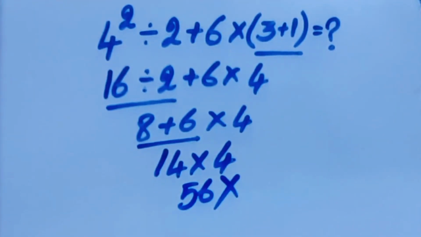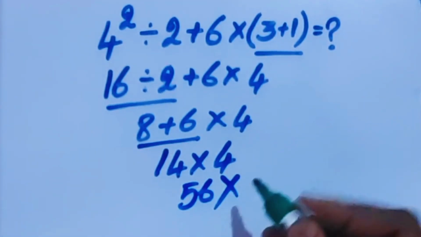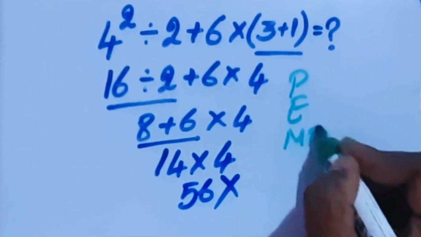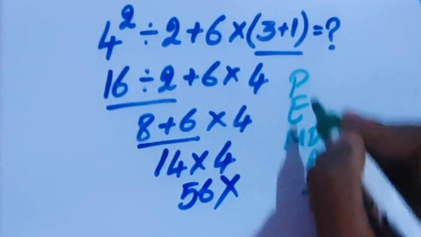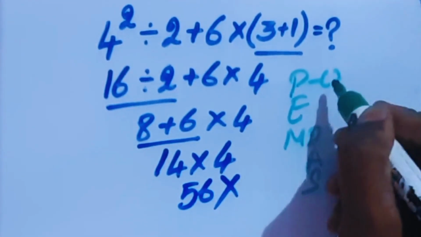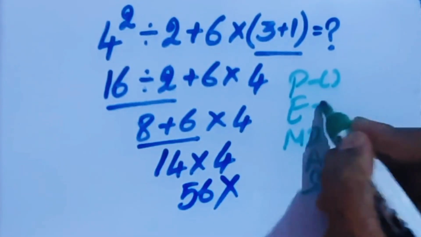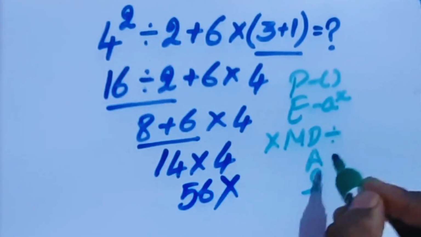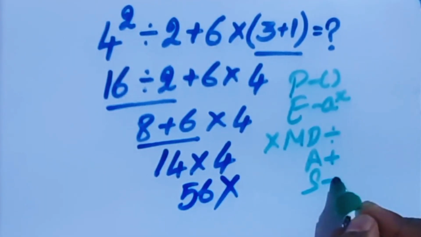As per this order of operation, this 56 is the wrong answer. Here, we are going to introduce the PEMDAS rule from order of operations. This is a bracket, which is very high priority. This is exponent. M stands for multiplication, D stands for division, A stands for addition, S stands for subtraction.